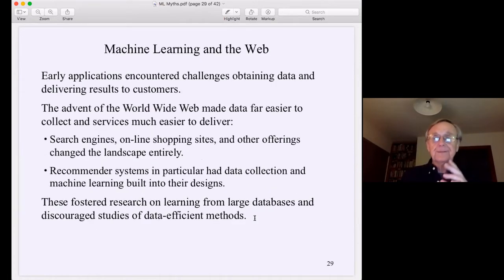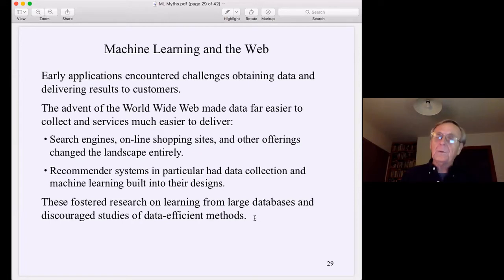Then there was the web, okay? Again, if some of you grew up with this, you were probably weaned on the web. But in the early days, we had real trouble obtaining data, and once we had gotten results, delivering them to customers. We had to overcome obstacles within companies to both get the data and get the results out. I could tell you some funny stories about runarounds people did.